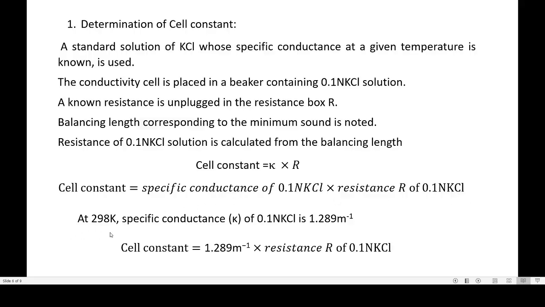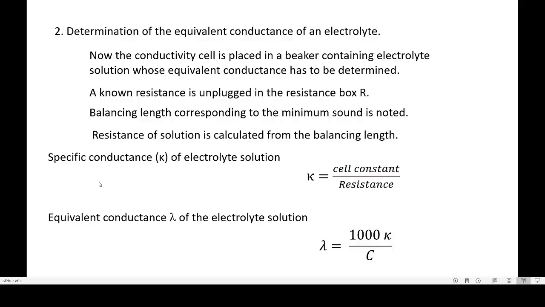Suppose at a given temperature, let it be 298 Kelvin, then the specific conductance of 0.1 normal KCl will be 1.289 Siemens per meter. So this is the known value. If we substitute for this and resistance R, we can calculate cell constant. And the next step is we have to determine equivalent conductance of a given electrolyte solution.